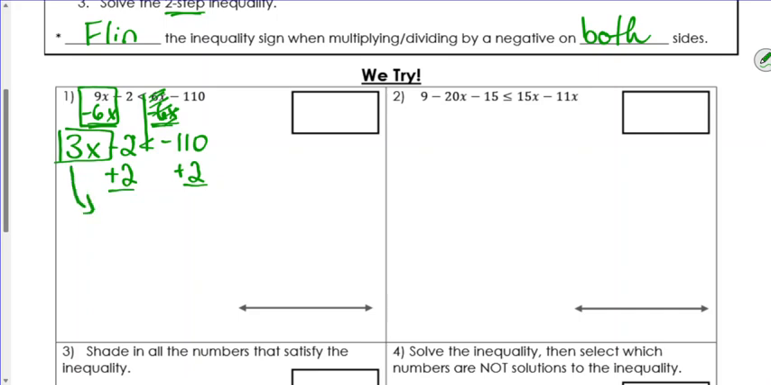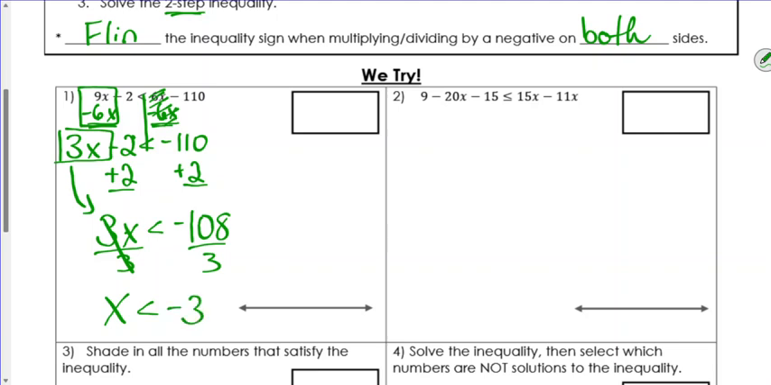The 3x comes down, and that's less than now negative 108. Same last step as before. This is multiplication. We're canceling out just the 3 here, so we're dividing away that 3 to cancel the multiplication. That gives us x is less than negative 36. That is our final set of solutions. All the numbers smaller than negative 36.